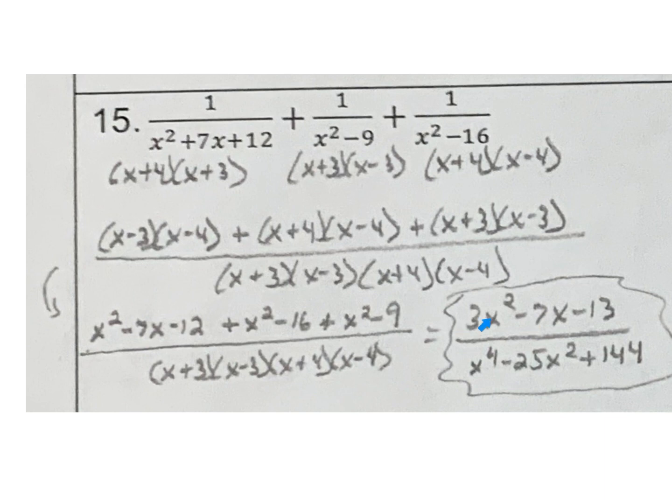And then since I know this cannot be factored, and we will not be marking out any common factors with the numerator and denominator, I went ahead and multiplied all these, and this is what you get. x to the fourth minus 25x squared plus 144.